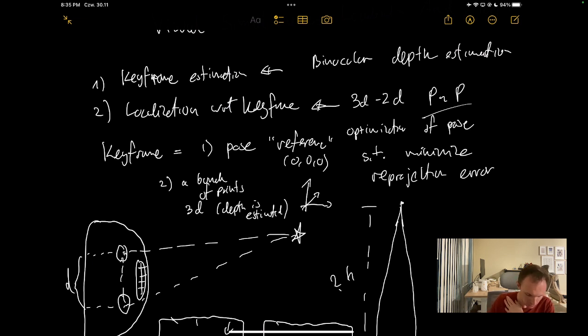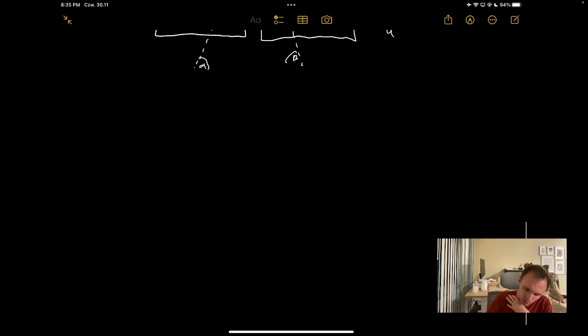And then in the consecutive time periods, we estimated the keyframe, and then time goes on, and the robot maybe moves, and then we're going to localize with respect to this keyframe. So how are we going to do this?